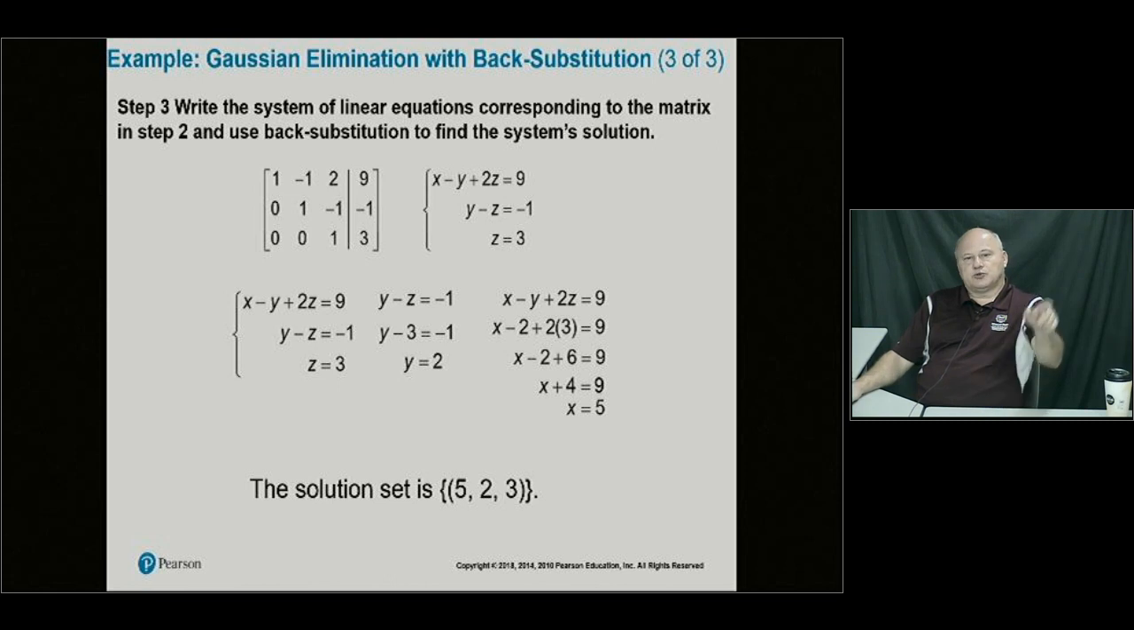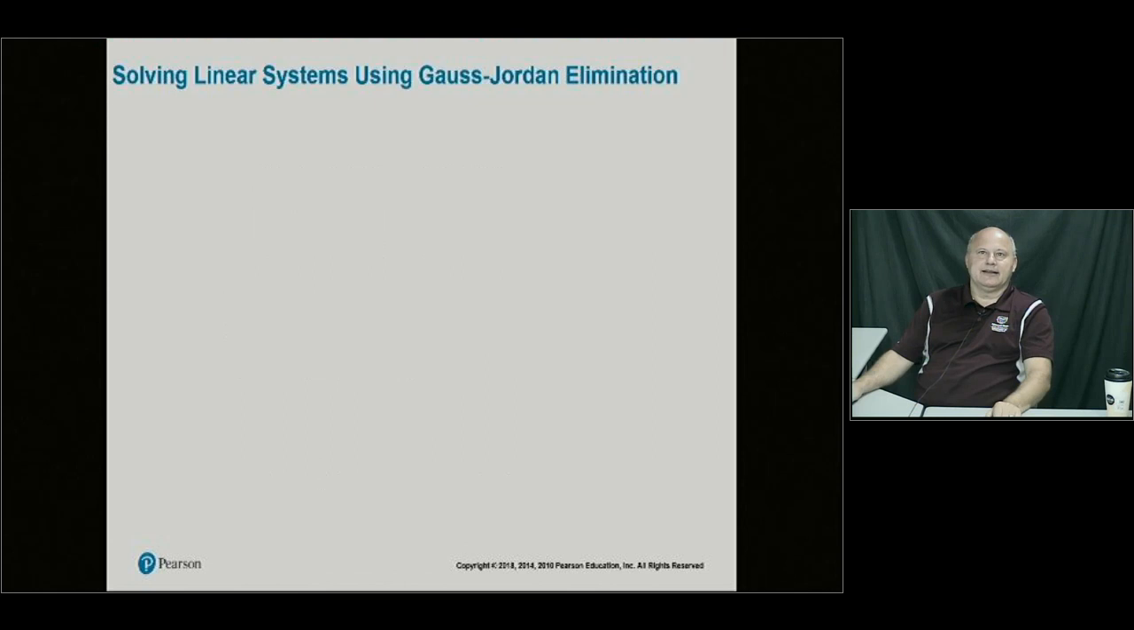Remember, row echelon form is ones in the main diagonal starting from upper left to lower right, and zeros in that lower diagonal. So that's what we got to shoot for. Okay, so that's the Gaussian elimination method. Now, solving systems using the Gauss-Jordan elimination method.